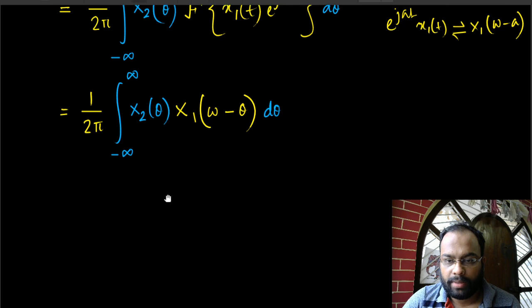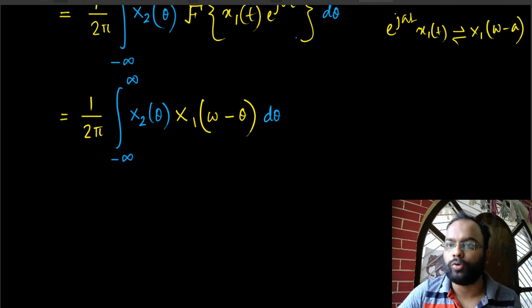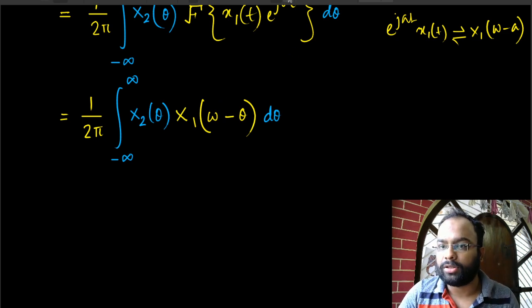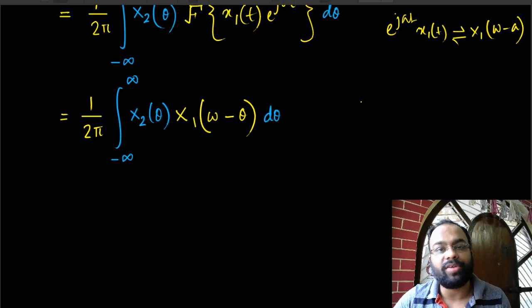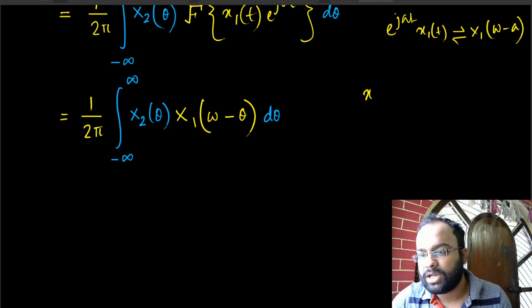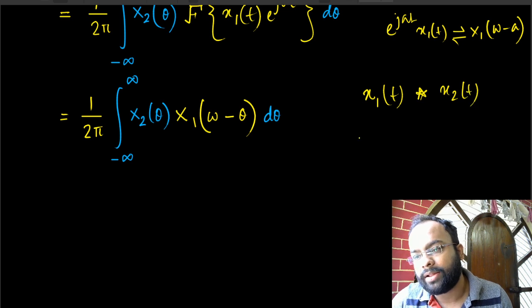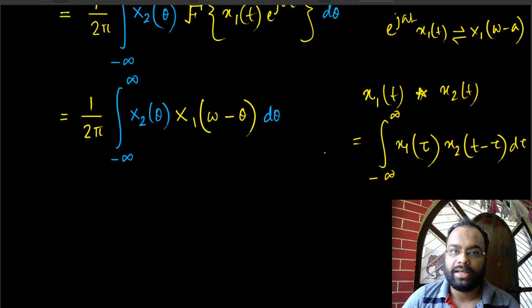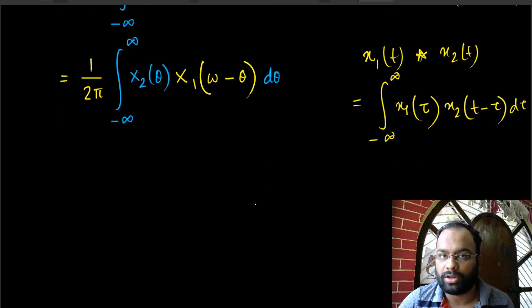But recall, what is the definition of convolution of two signals? Again, these are frequency domain signals, right? The definition of convolution of two signals was this: we have x1(t) convolved with x2(t), defined as the integration from minus infinity to infinity of x1(tau) x2(t minus tau) d tau, right? We discussed this in elaborate detail in an earlier class.